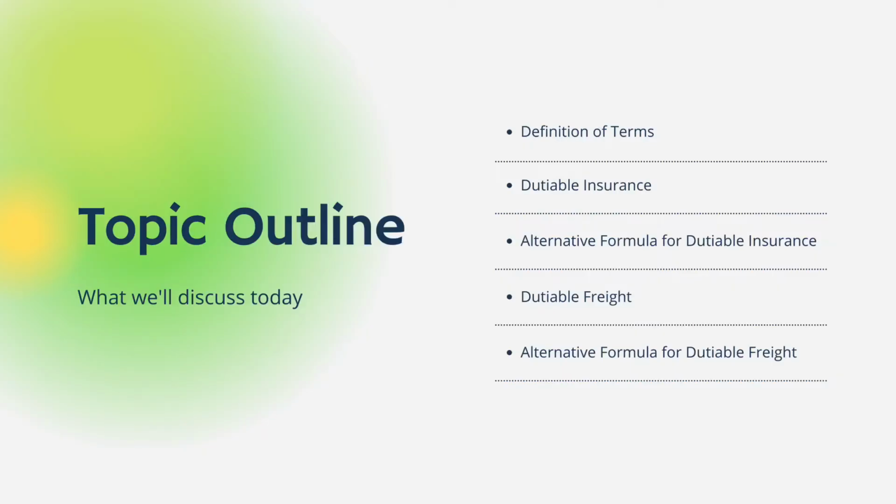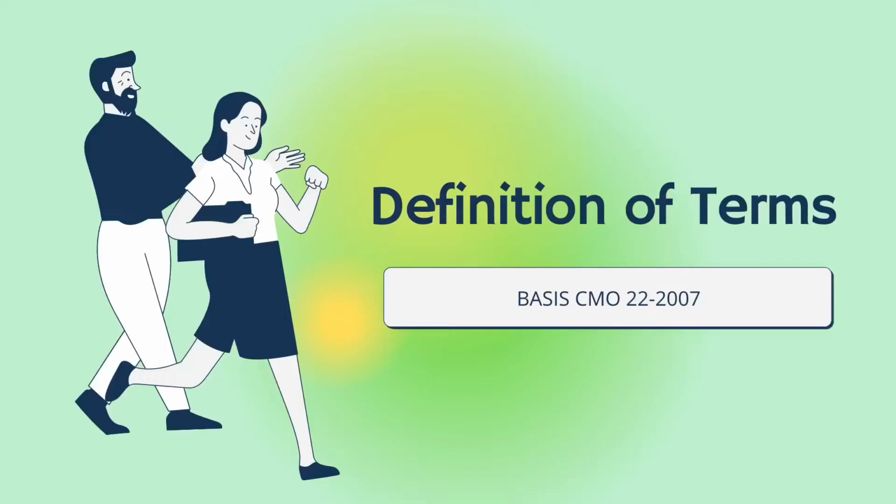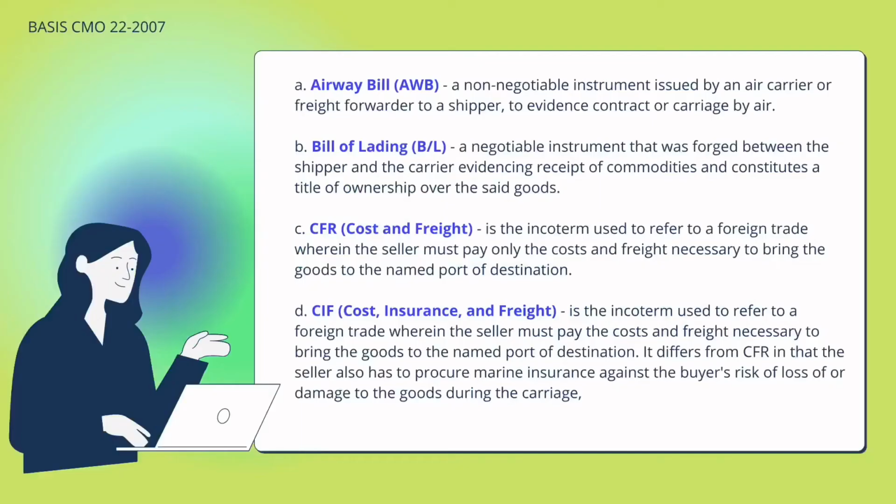Here is a topic outline of what we'll discuss today. Definition of terms. For the definition of terms, first one is the airway bill or the AWB.